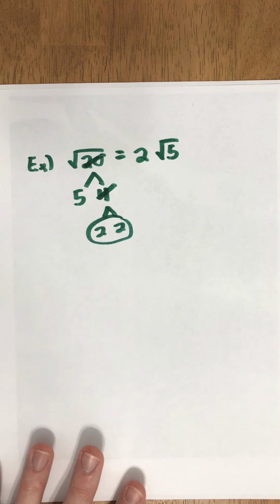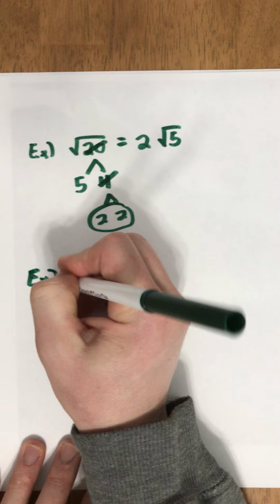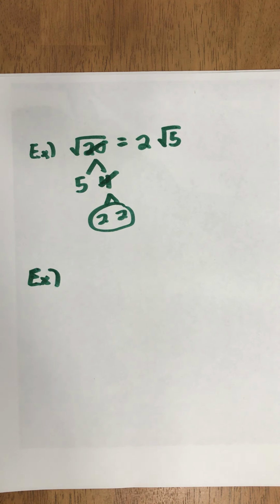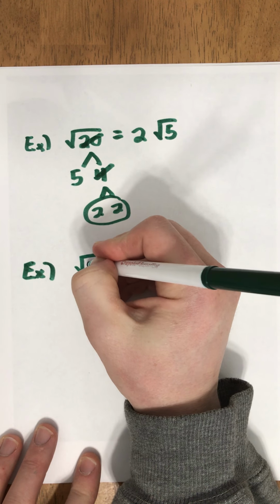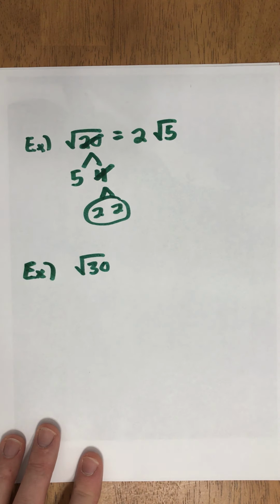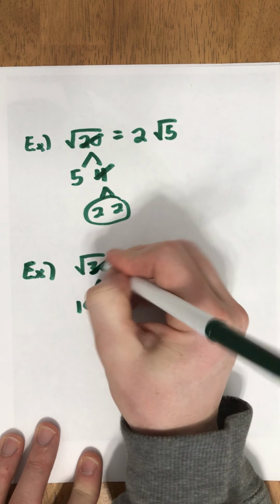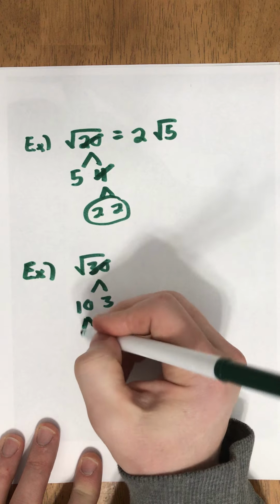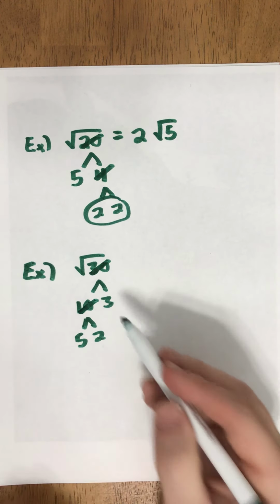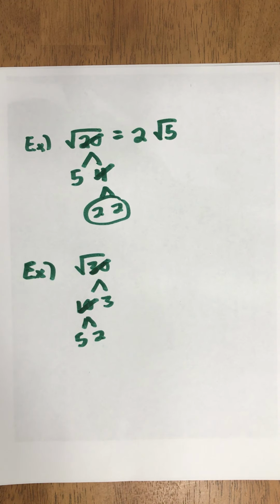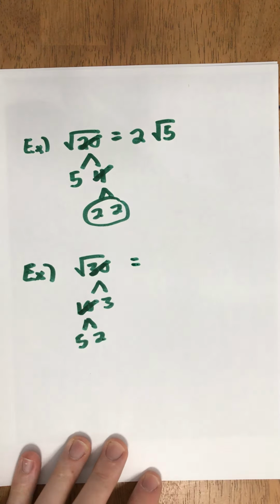All right. Hopefully this is kind of making sense. Now, I do have to warn you, there will be some examples that you will do, and you're not going to find a pair. So, for example, if I have the square root of 30, if I break this up, I might break it up into 10 and 3, and 10 breaks up into 5 and 2. I don't have a pair of anything. I have a 5, a 2, and a 3. No pairs. So I have nothing outside my radical.